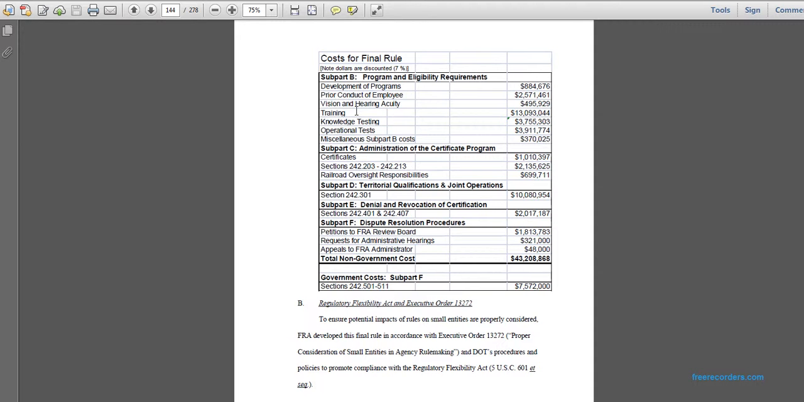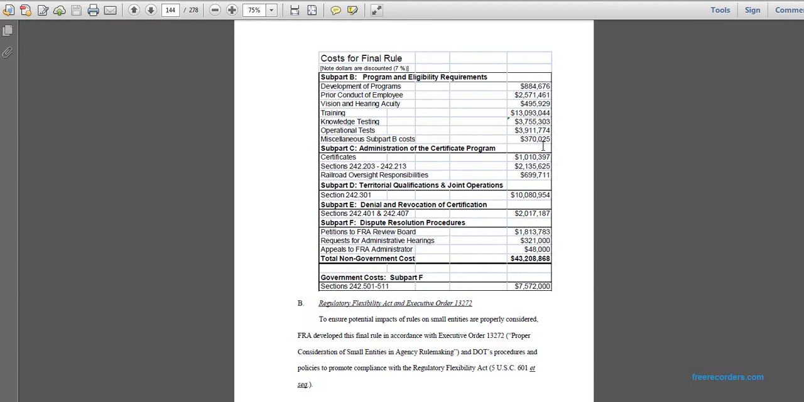Operating testing, miscellaneous subpart costs. Subpart C, administrative certificate programs, $1 million, $2 million for section 242.203 to 213, $2 million railroad oversight responsibility. Subpart D, territorial qualifications, joint operations, section 242.301, $10 million. Subpart E, denial and revocation of certification, sections 242.401 to 407, $2 million.